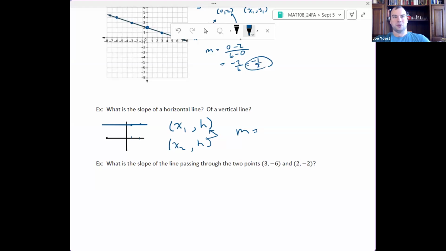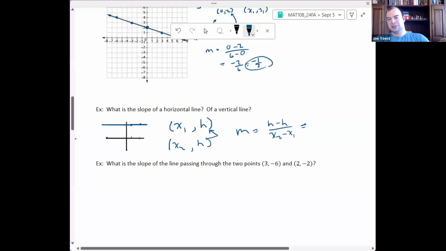Well, my slope is rise over run. It's the vertical change divided by the horizontal change, or it's y2 minus y1 over x2 minus x1. As long as I didn't pick the same x coordinate for both, if I didn't just pick the same point twice, I see that I get 0 over some number that's not 0. This is a slope of 0.